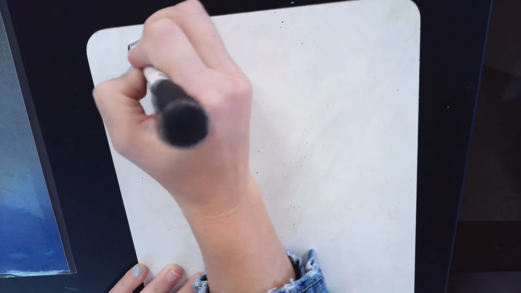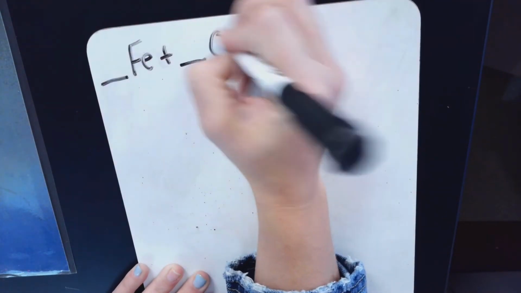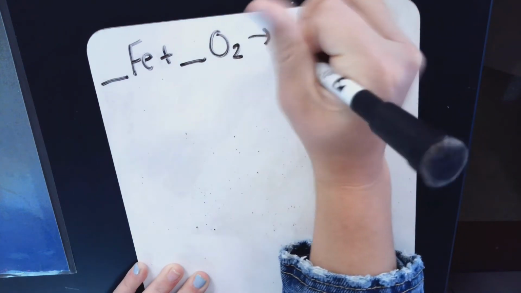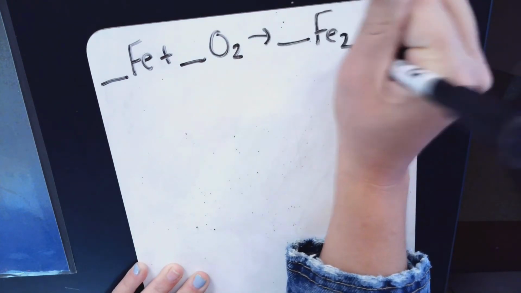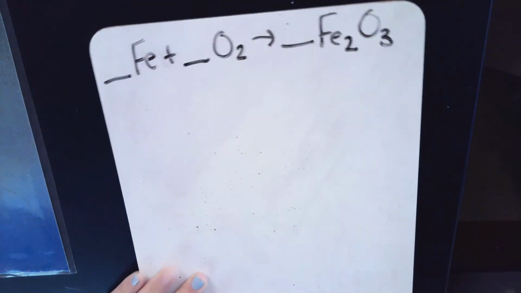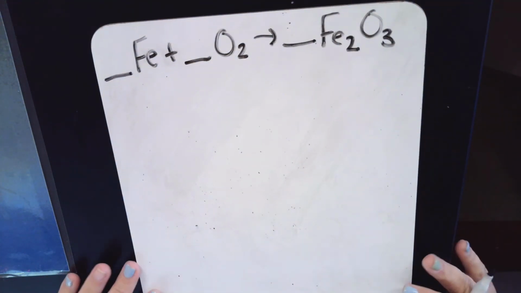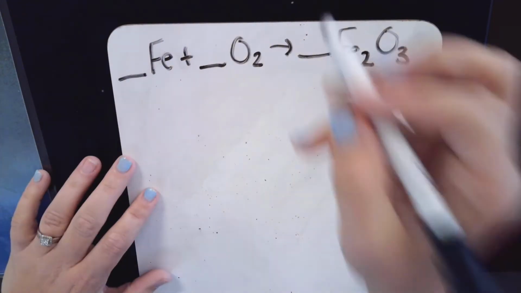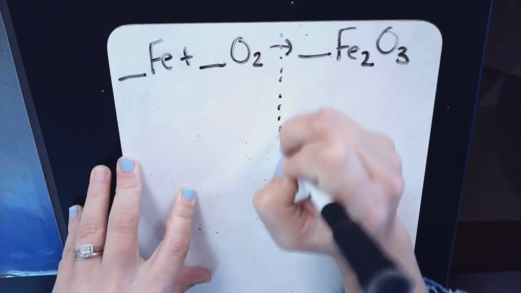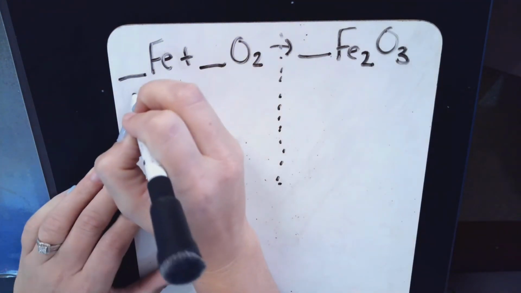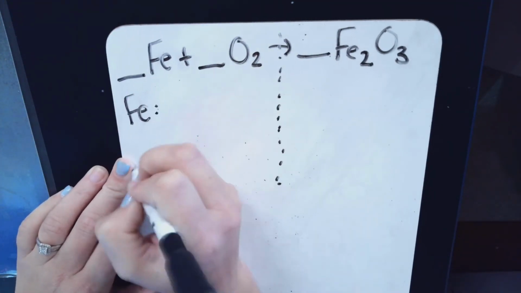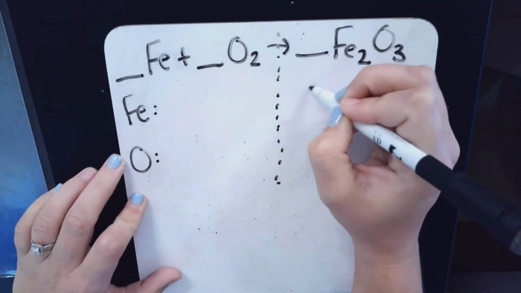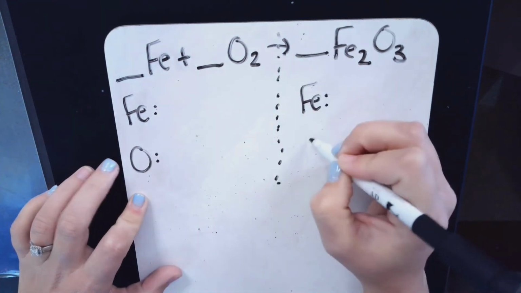FeO2, Fe2O3. Okay. Alright, so for this one we've got Fe plus O2 is going to yield Fe2O3. You guys remember it? A little bit, you're fine. That's how I wrote that, correct? Okay. Alright, so here we go again. Dividing it in half. I got Fe on my reactant side and an O. And over here I got an Fe and an O.